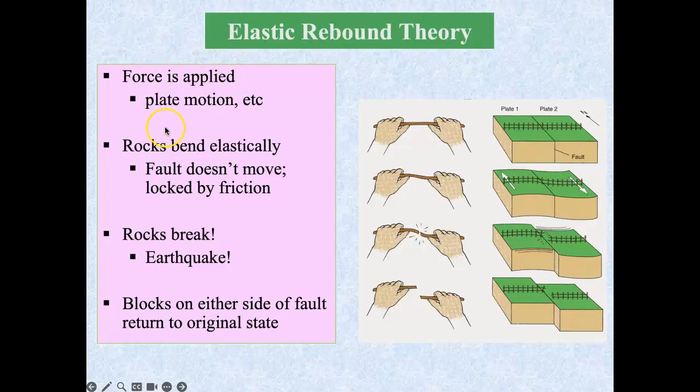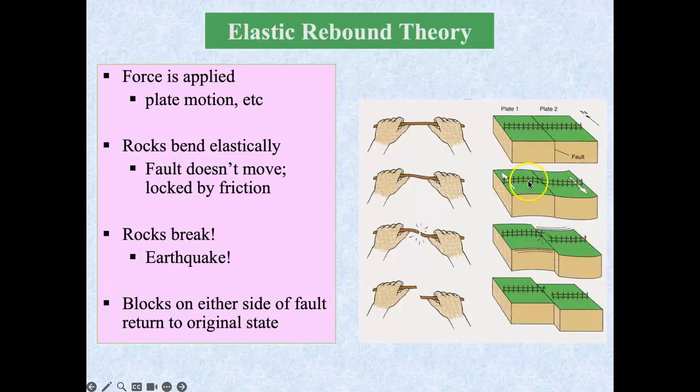We first have a force applied, maybe plate motion moving two plates in opposite directions. Here is an example over here, a little cartoon of some land that's not deformed yet. There is a vertical fault here. That would be a strike slip fault. And then there's a fence built across because that's going to illustrate the elastic strain.